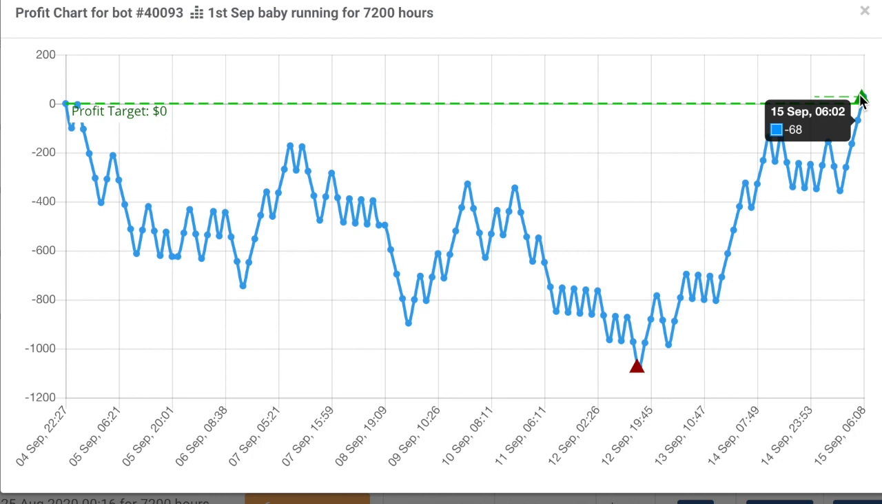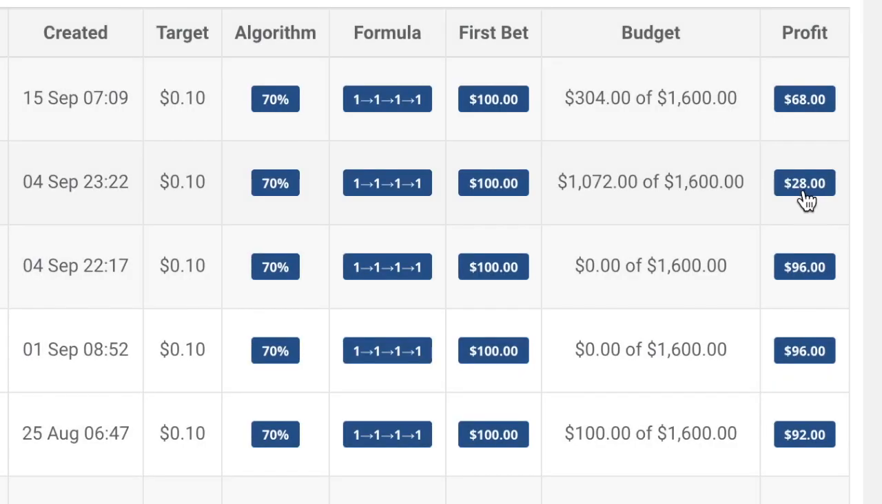As soon as the robot went into profit, up here, and in this case it was $28, the robot stopped. And what it did was it then duplicated and made another robot. And if I look at this robot here, which was the one that was started on the 15th of September, let's have a look how that did.